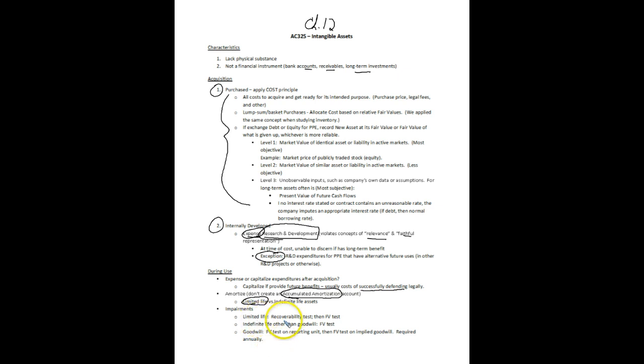It depends if they have a limited life or an indefinite life, other than goodwill, or whether it is goodwill. And we've just gone over all of those tests. The recoverability, if it has a limited life, the impairment rules are identical with property, plant, and equipment. If it has an indefinite life, we skip the recoverability test and just move on to the fair value test. If it's goodwill, we do the fair value test on the reporting unit as a whole first. And then if that indicates that there's been impairment, then we do the fair value test on the implied goodwill. And lastly, notice testing goodwill is required annually.